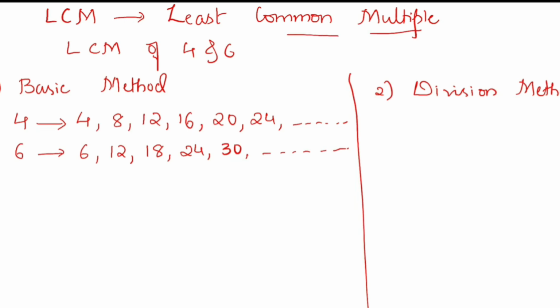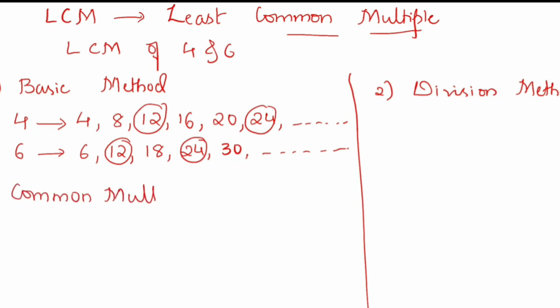So what are common multiples between 4 and 6? That is 12 is common, 24 is common and so on. If you go on writing the multiples, you will find many more common multiples between 4 and 6. Next word. So what are common multiples? 12, 24 and so on. Many more we may get.